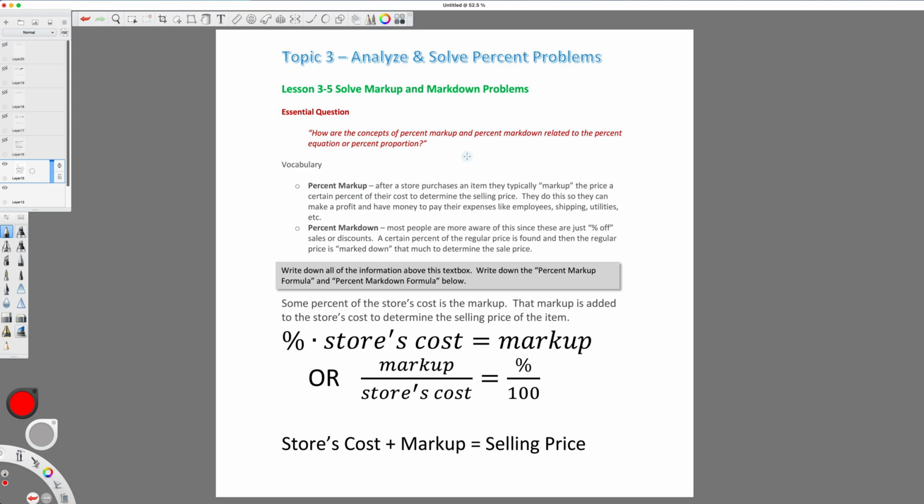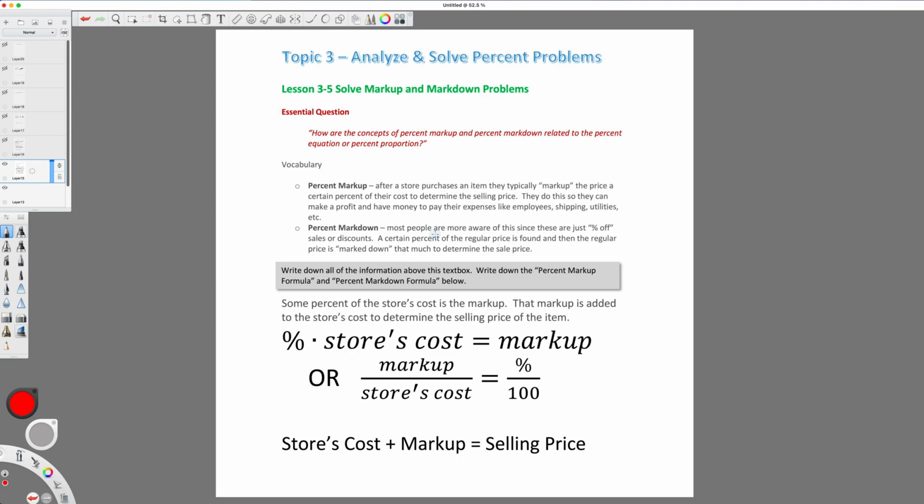So after a store purchases an item, they typically mark up. That just means raise, add on, the price a certain percent of their cost. So the store pays for the item and then raises that cost to determine what they put on the sticker price to sell it for. They do this to make a profit. If they sold it for exactly what they bought it for, they wouldn't make any money. So they have to make profit, plus they have to pay for their expenses and all that business. So that's a regular part of business.